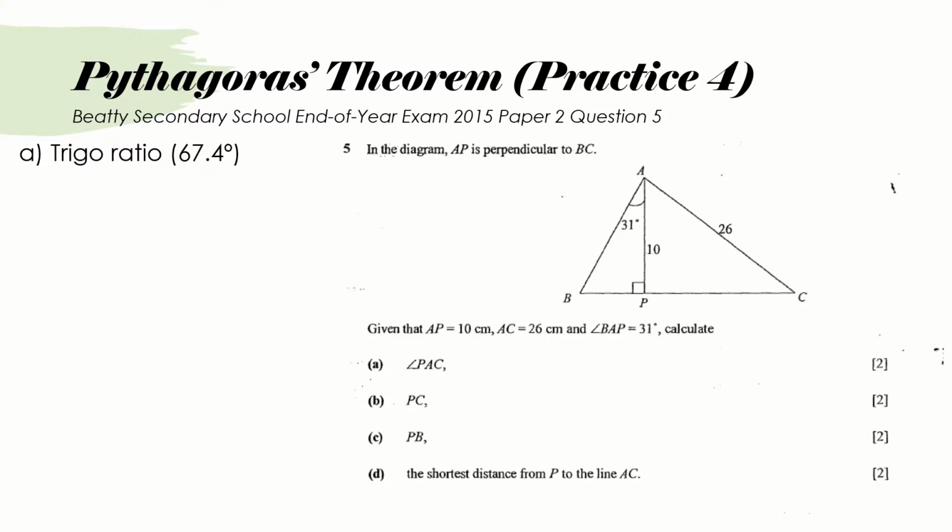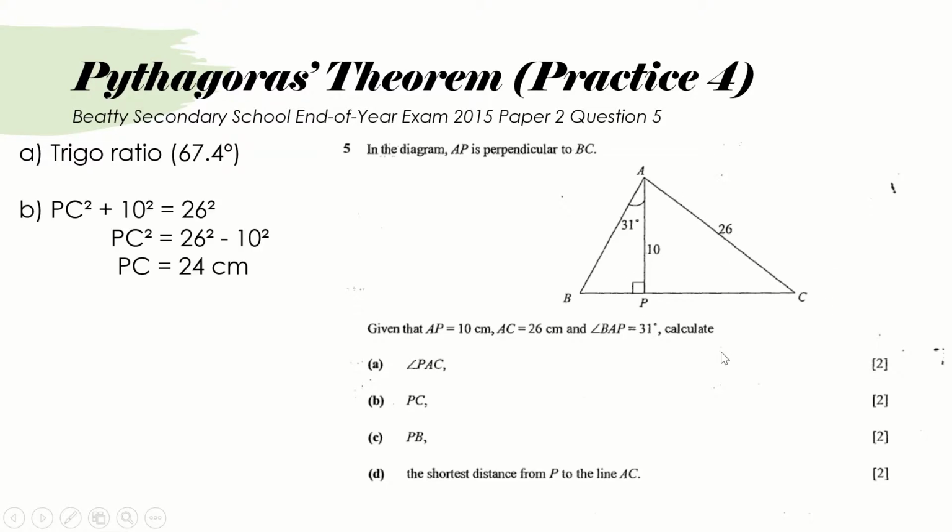Alright. Okay, what about part B? Part B, you got to find the length of PC. And yes, you can use Pythagoras theorem. Why? Because you know two sides, and this is a right angle triangle. APC is a right angle triangle. So PC square plus 10 square is equal to 26 square. So you calculate it, you find that PC is equal to 24 centimeters.